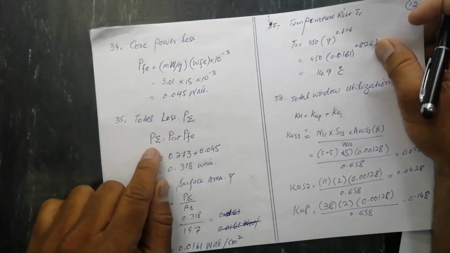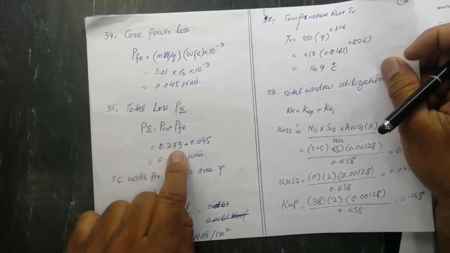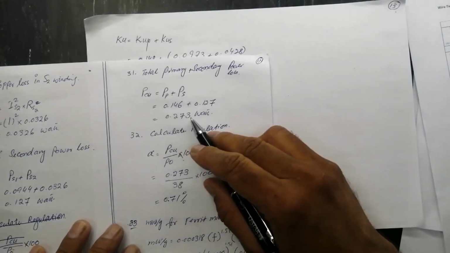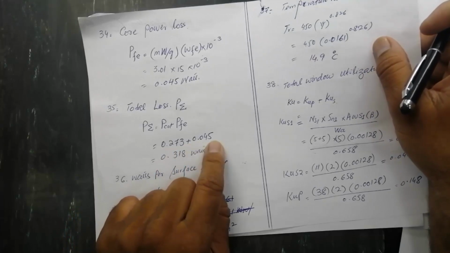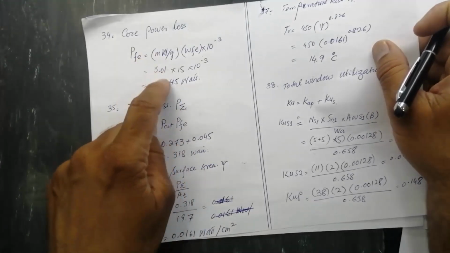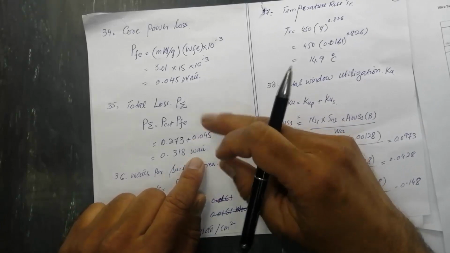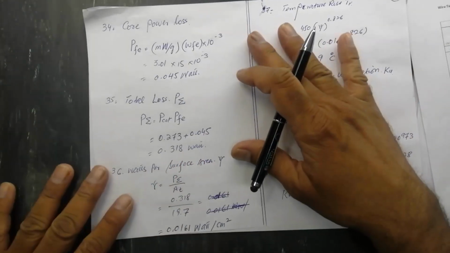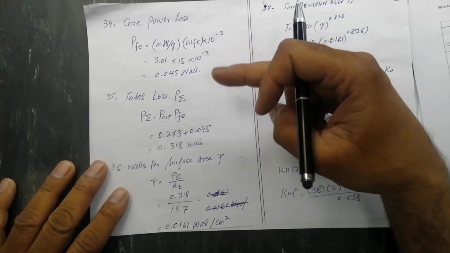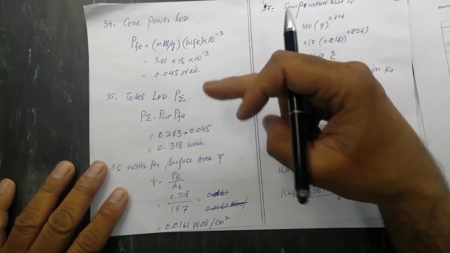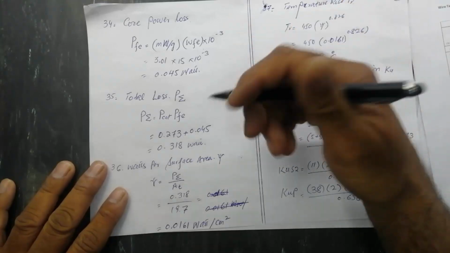Total loss, PCU, total copper loss, and total core loss. 0.273 was our copper winding loss in primary and secondaries. 0.273 plus 0.045, this ferrite core loss, total 0.318 watt will be dissipated in the core and in the winding. If we increase the Bmax, flux density, at that time our turns will decrease. When turns decrease in primary and secondary, the copper loss will increase. When the copper loss increases, the core losses will increase.